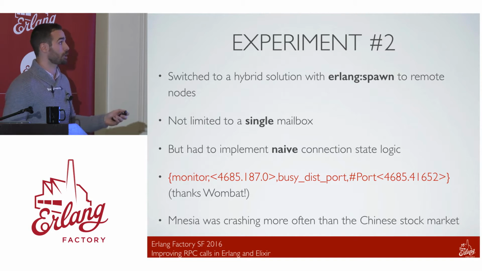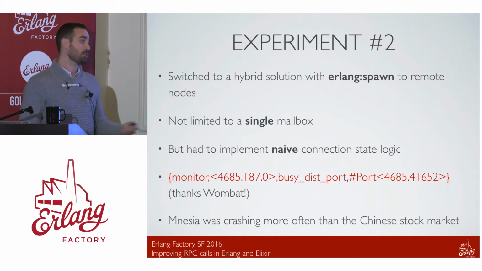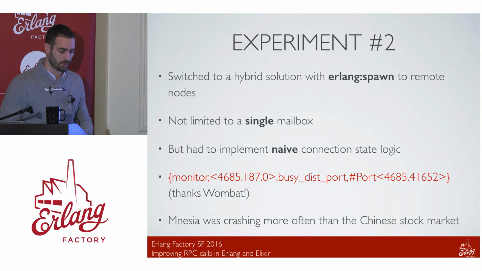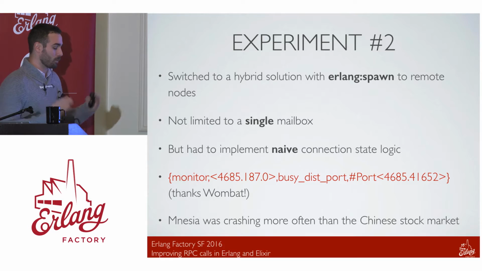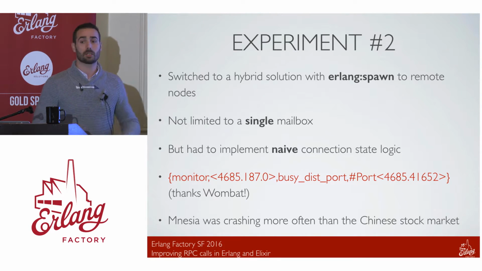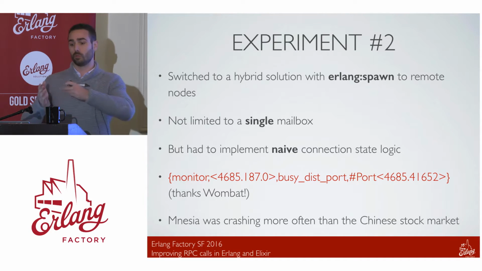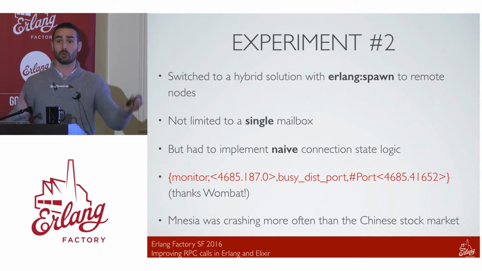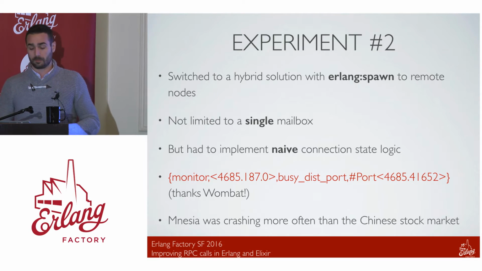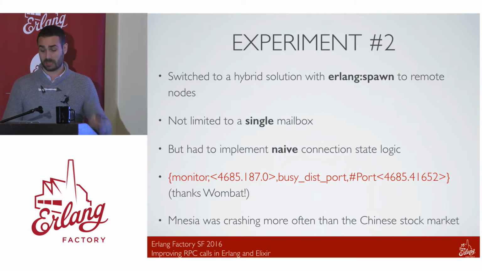Funny story, when we switched to remote spawn, the nodes were crashing for other reasons, but they were crashing much more frequently. They were actually crashing more often than the Chinese stock market. But what was happening was that because we were blocking the distribution port, Amnesia could not send the keep alive messages, the transactions, anything, to let the other nodes know that, hey, I'm alive, there's no net split, there's nothing going on. So the nodes were crashing for different reasons, but still crashing.